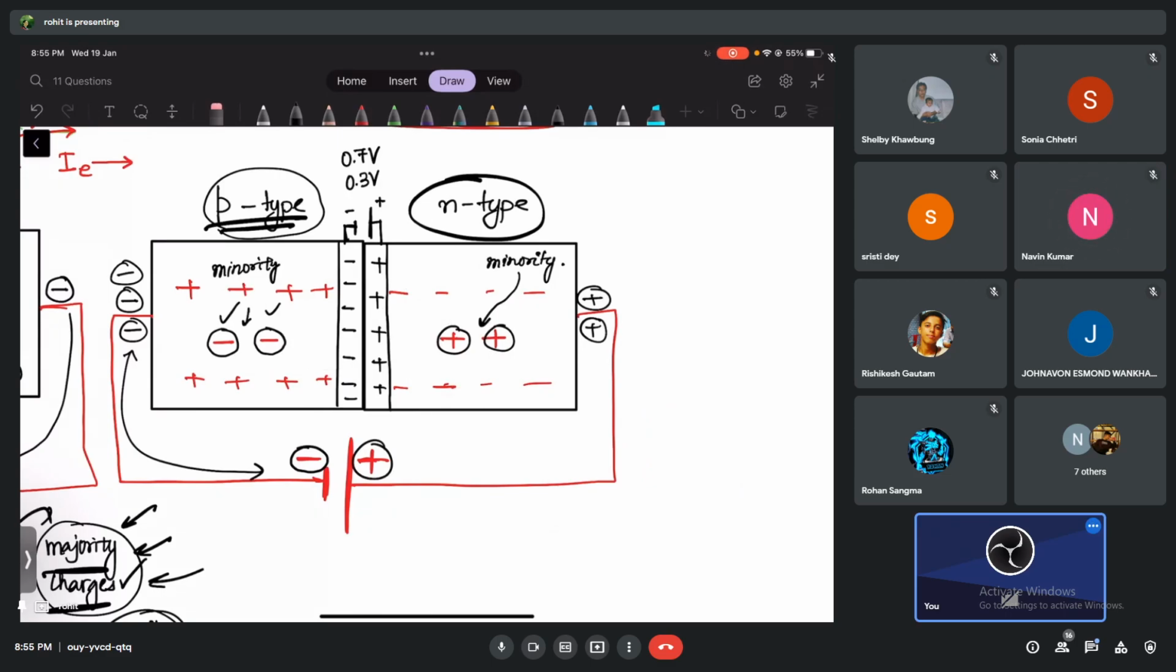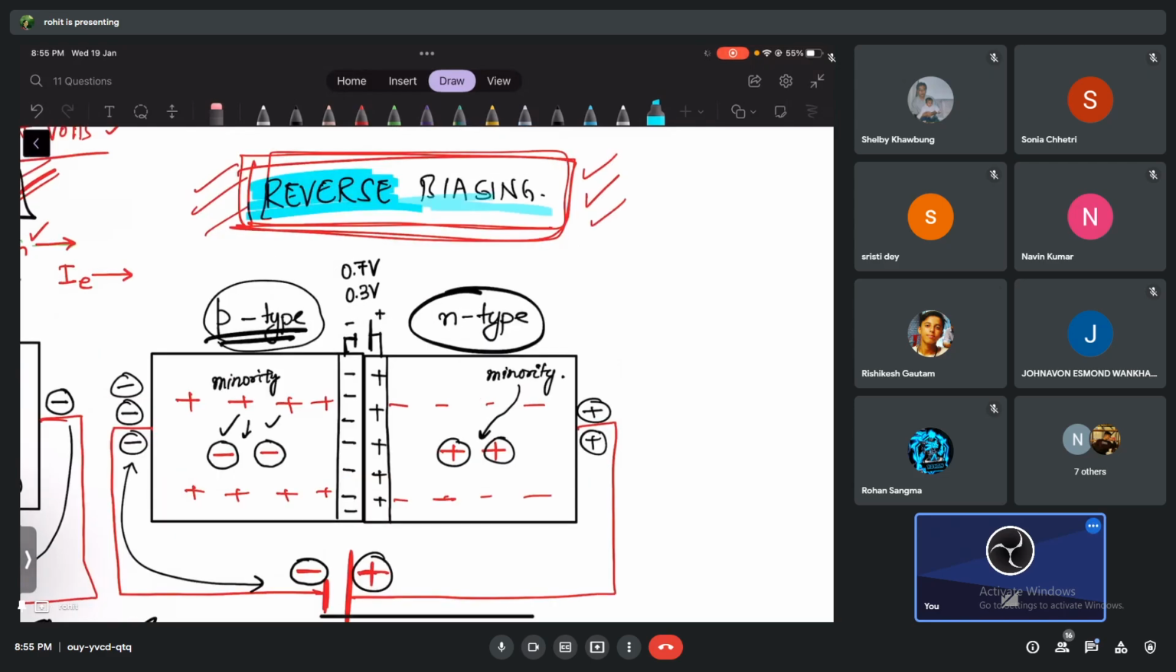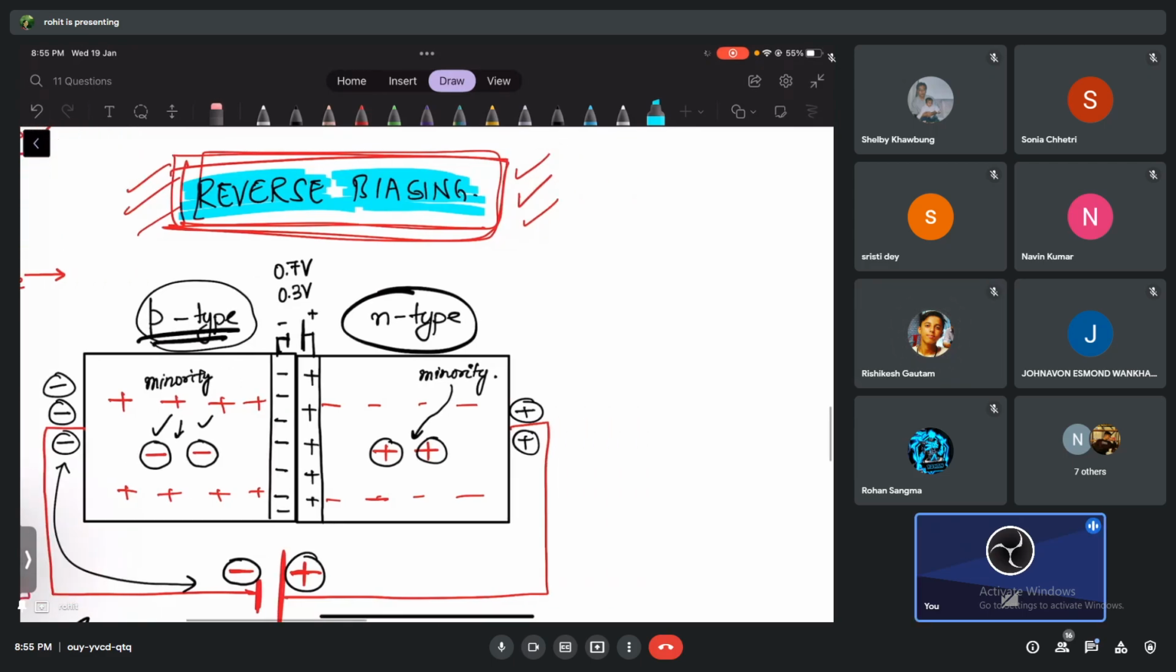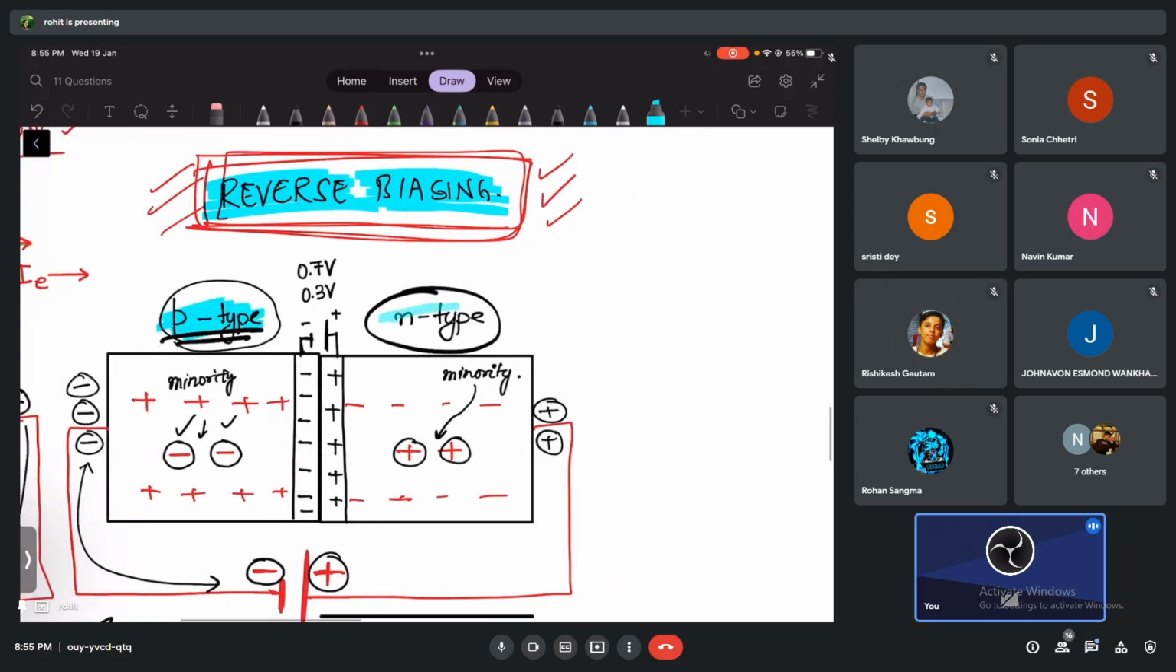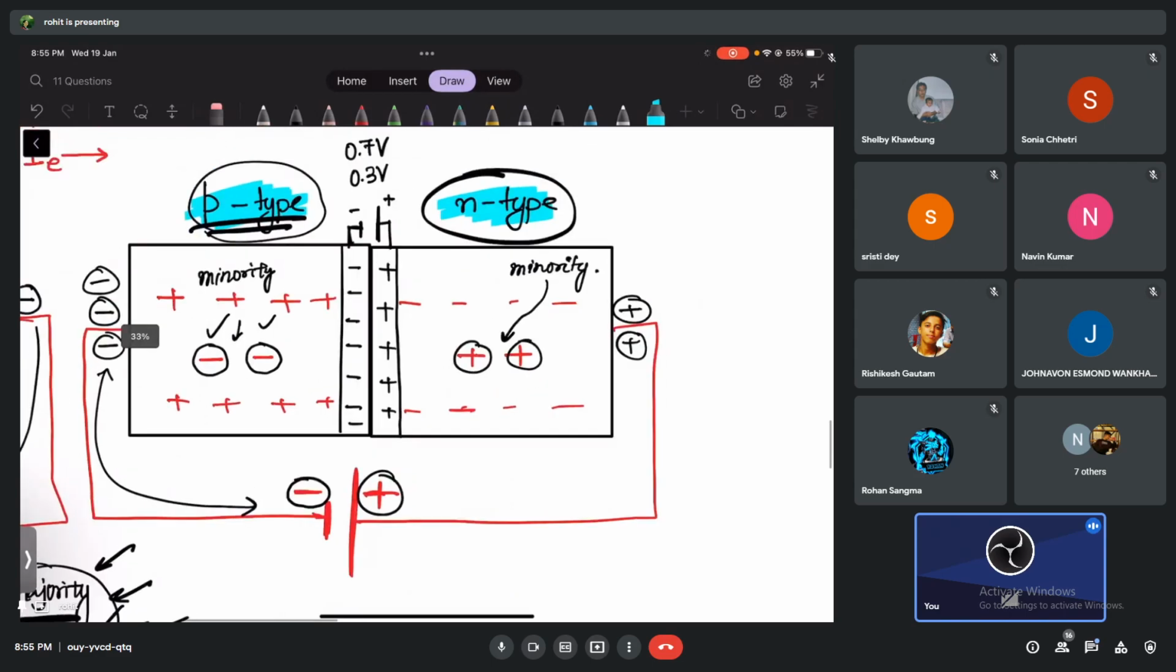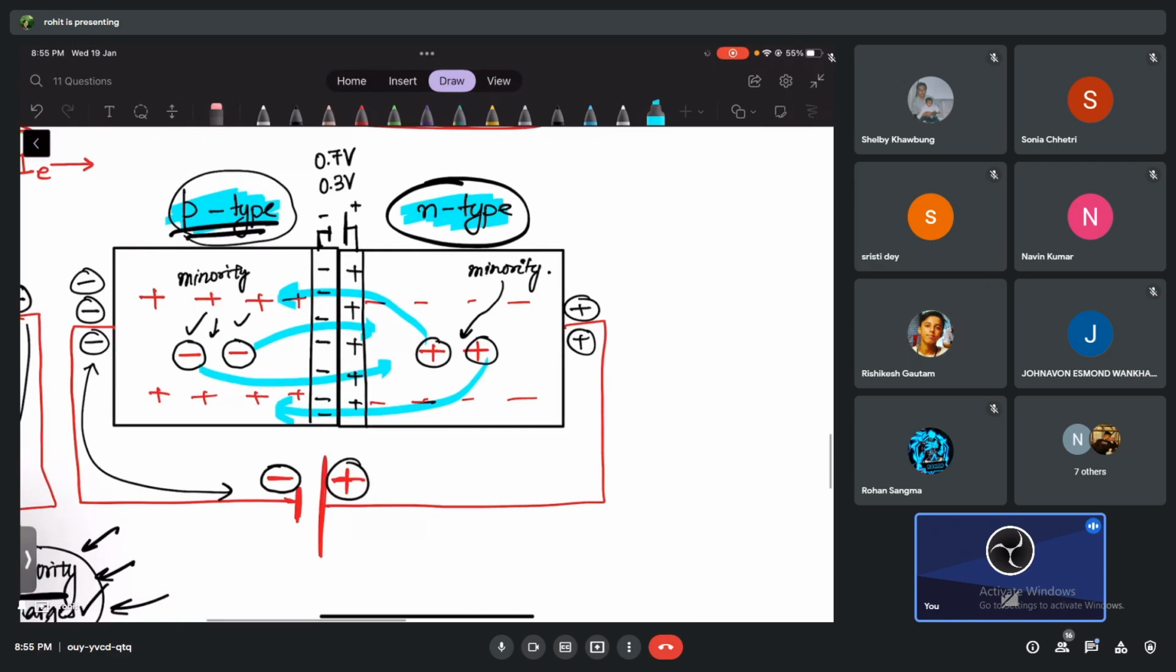Minority. So listen to me. Whenever you apply which kind of connection, guys? Reverse biasing. From the P side and from the N side, charges will cross the junction, yes, but will it be all the charges or only the minority charges? Only the minority charges. Now you think and tell me the current in this case. It's going to be large or small? Small current, okay?